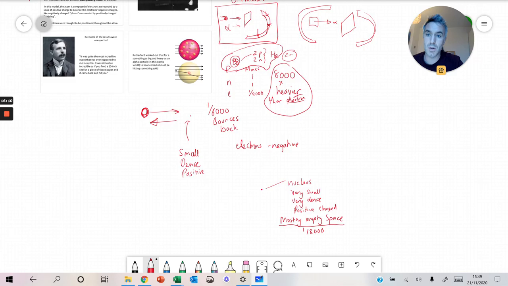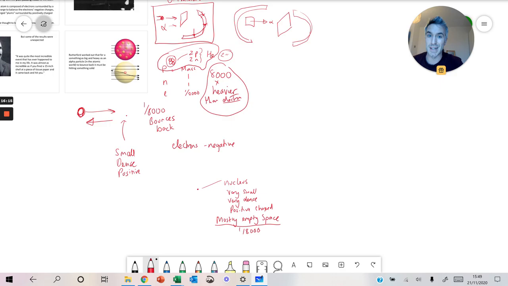Just worth noting, remember that he still didn't know what protons were, and he still didn't know what neutrons were. So the atom we know today had to be developed a bit more. And actually, Rutherford was part of the process that helped discover the proton. The neutron wasn't discovered till many years later by a man called Chadwick.